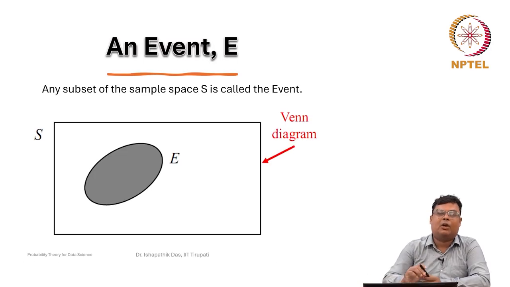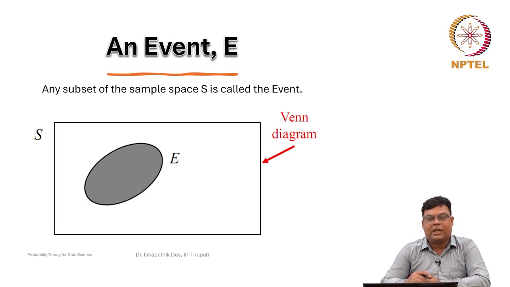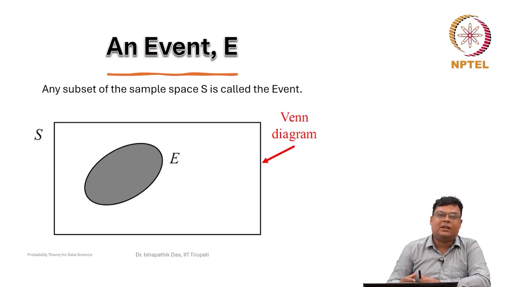Next, we will discuss one of the important topics, that is known as an event. Later on we will discuss the probability of an event, so it should be understood very clearly. Many times we just say, as a layman, that an event is nothing but a subset of the sample space. If S is discrete, you can consider all subsets of the set as events. Any subset of the sample space S is called an event. This is the Venn diagram, and A is the event.